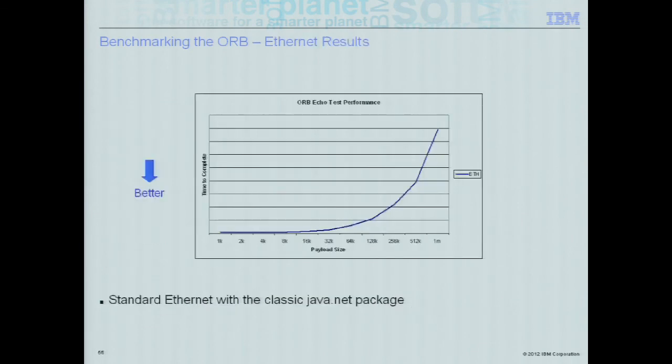So here's Ethernet. Here was the experiment. We ran it. Okay, pretty standard looking graph. Down is better. This is time to complete, so up is more time, therefore down is better. Not the most scientific, like I said. And again, payload size.